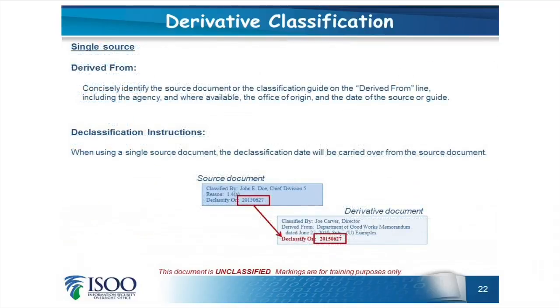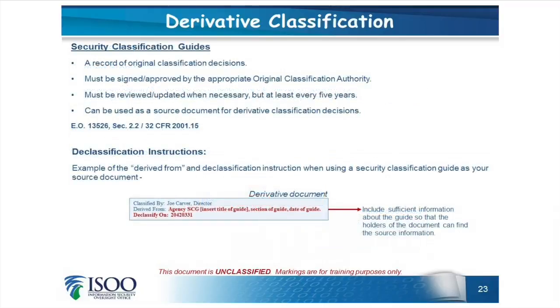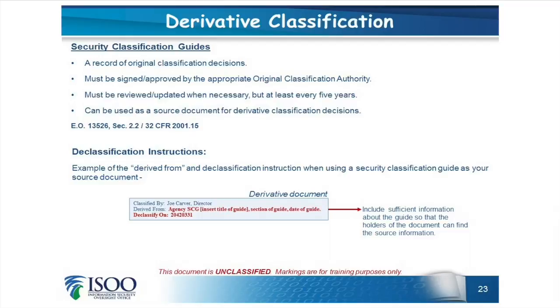To recap, when using a single source for your new derivatively classified document, be as specific as you can when annotating the derive from line and carry over the declassify on line as seen here in this example. Security classification guides can also be used as a source document for derivative classification decisions. Security classification guides are a record of original classification decisions made by an original classification authority. They must be approved and signed by the appropriate OCA who has ownership of that information. Most agencies that handle classified information have one or more OCAs that approve guides that fall under their purview. Guides must be reviewed and updated as necessary, but at least every 5 years.